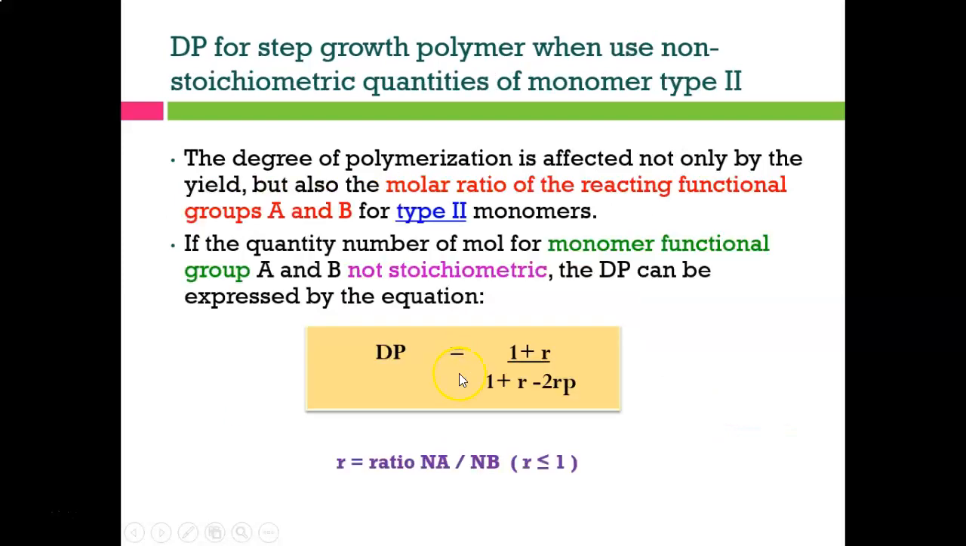So, we proceed with the dP for step growth polymer when using non-stoichiometric quantities of monomer type 2. And the degree is affected not only by the yield but also the molar ratio of the reacting functional groups A and B for type 2. Because type 2 we use only one monomer and that contains two functionalities. So if the number of moles for monomer functional groups A and B is not stoichiometric, the dP can be expressed by 1 plus R over 1 plus R minus 2RP. Okay, all these equations, if you become a scientist, you will use them.